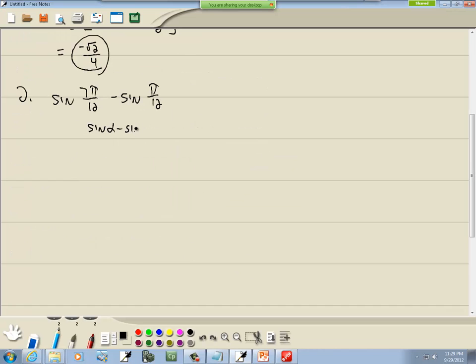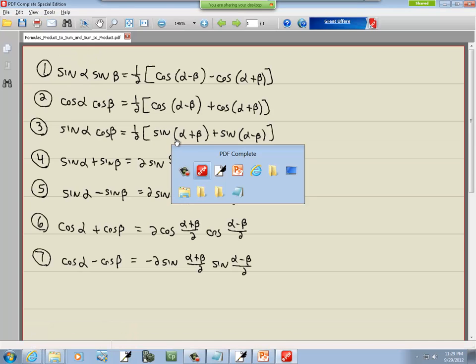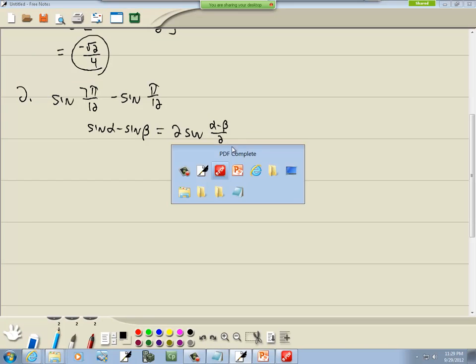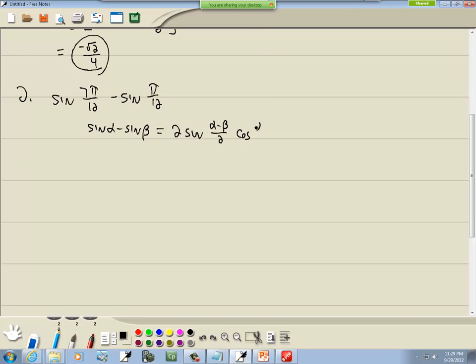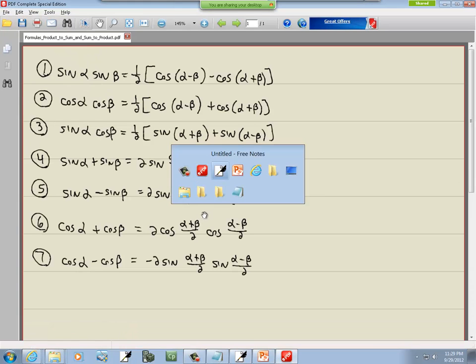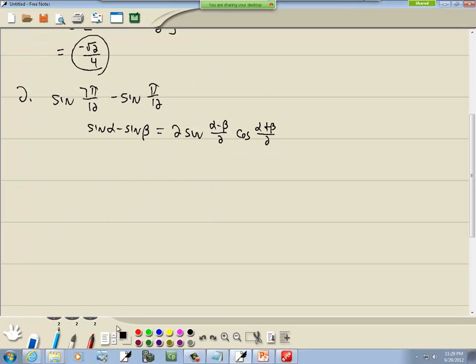Sine alpha minus sine beta is equal to 2 sine alpha minus beta over 2 times cosine alpha plus beta over 2. And I'm going to double check this really carefully because my eyes do cross. That looks right. Well, this would be our alpha here, and this would be our beta. So we just plug them into our formula.